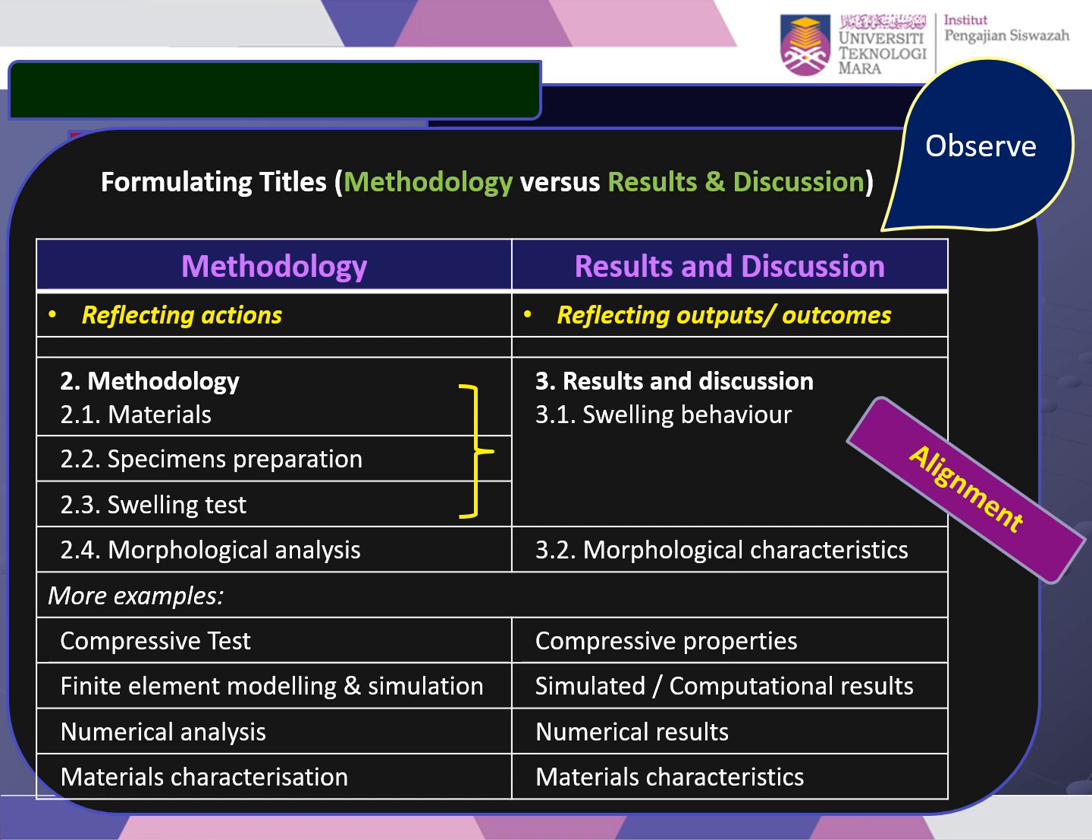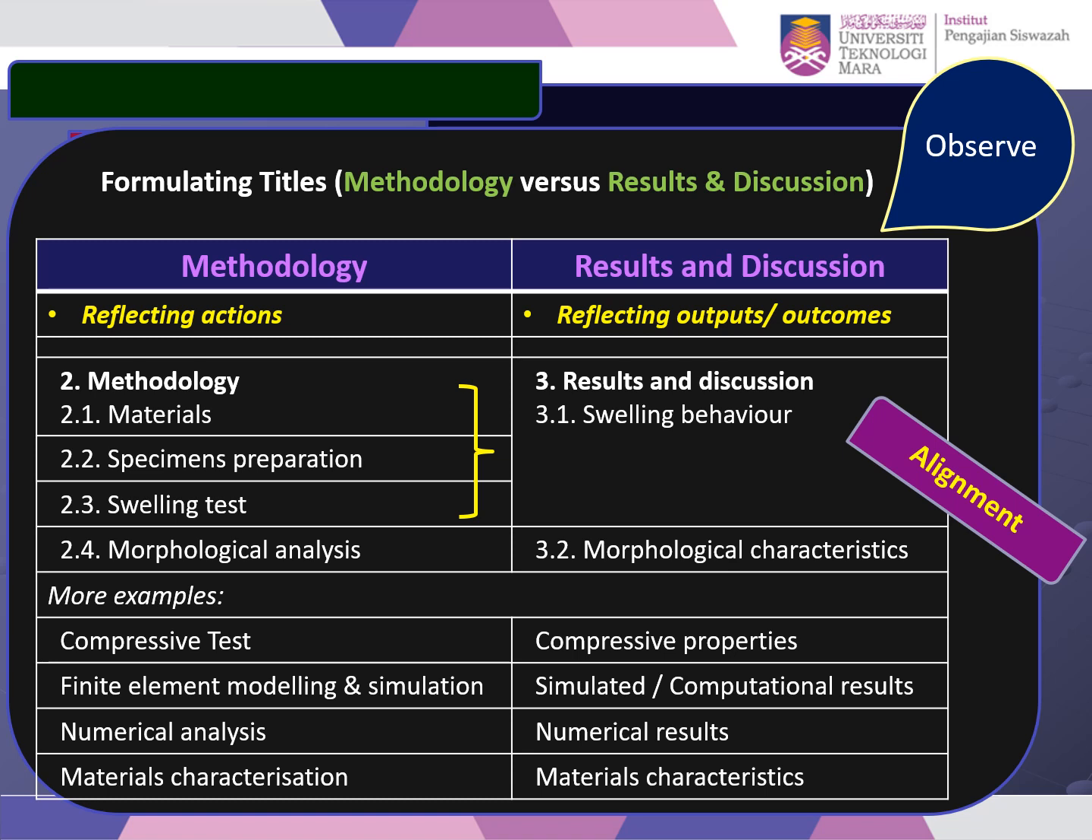Now, this is the connection between the methodology and results and discussion. In order for you to make a good alignment, you observe this table. On the left is given the methodology, and the right side is written about the results and discussion. Okay, so the methodology title should reflect actions, whereas the title for the results and discussion should reflect the outputs or the outcomes.